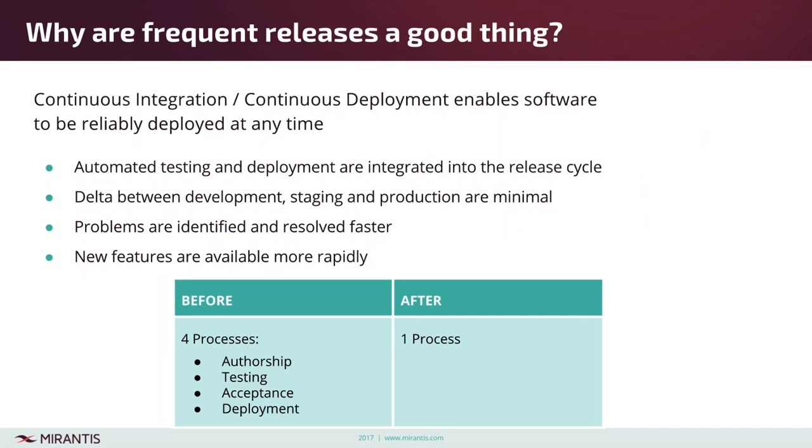So why are those frequent releases a good thing? Well, it enables software to be deployed at any time, which means that you can introduce things like automated testing into a release cycle a little bit easier. You can keep the delta, or difference, between a development, staging, and production environment pretty minimal, and that actually helps you to identify problems and resolve them faster, as the amount of change is less. There's less sprawl in the delta there, and then obviously new features are more rapidly available.